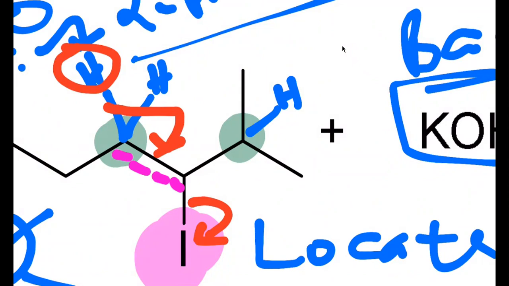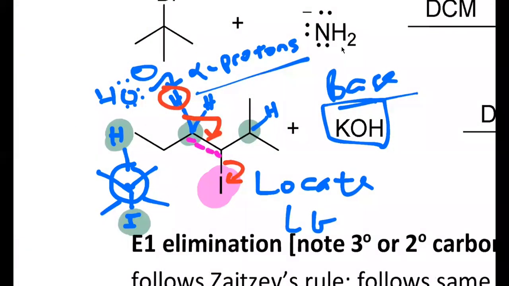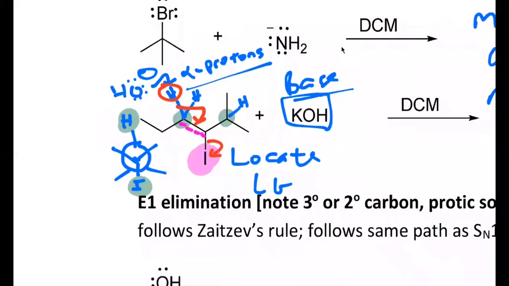So that's the basic mechanism for elimination. The base comes in for E2 elimination. Base comes in, pulls off that proton. You use those electrons to make a pi bond and force the leaving group out at the same time. It's a little bit more nuanced than that, but for the scope of this class, I think that's enough information.